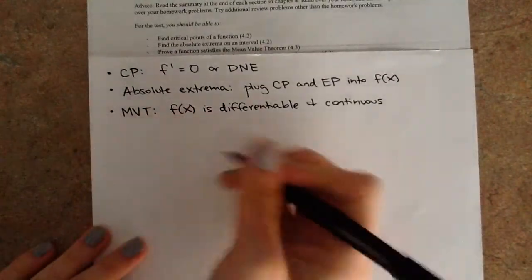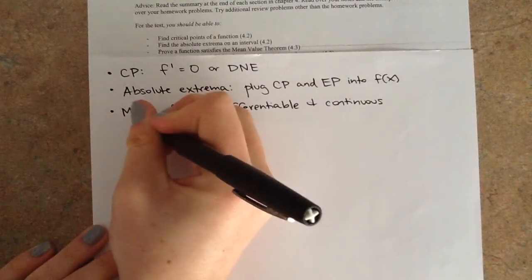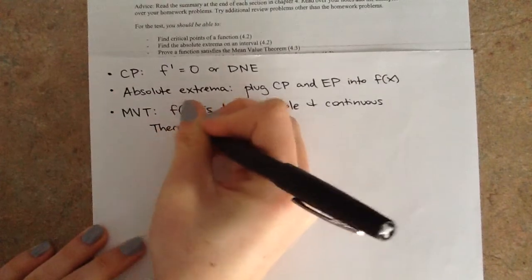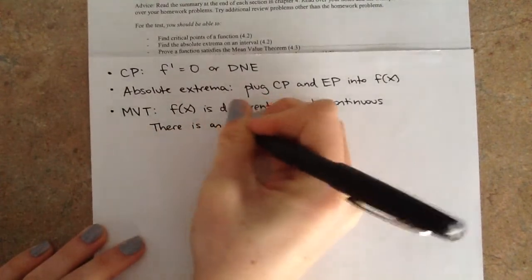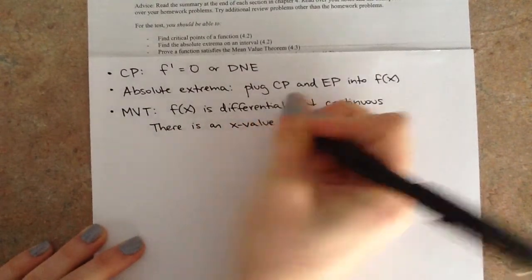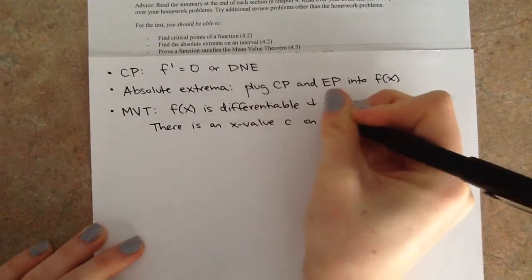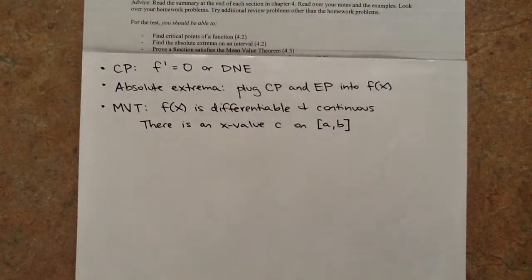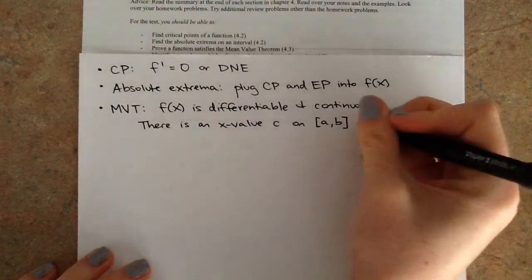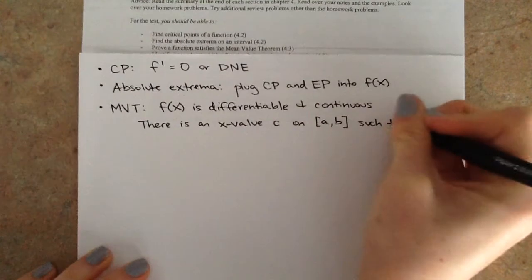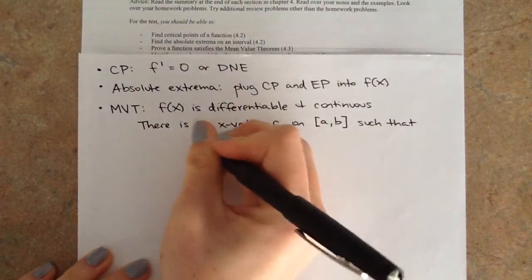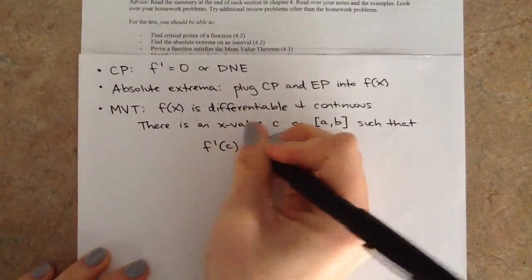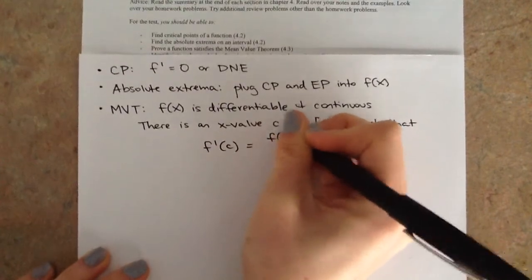Okay, so the theorem looks like this. There is an x value that we'll call c on the interval a to b, and they will always give you the interval. This interval will always be given to you in the problem. So there is an x value c on a to b such that, and basically what it means is that the derivative at a point is equal to the average rate of change, or the slope.